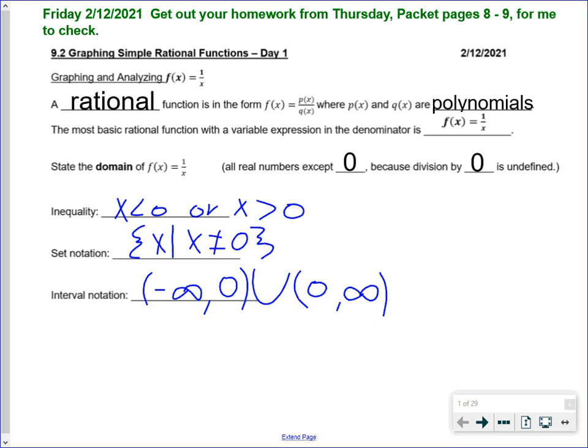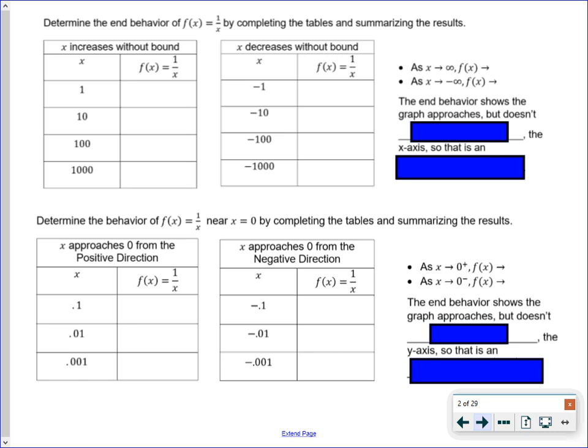So let's keep on going. Now we're going to see what happens to the function f of x as x goes to infinity. Without bound means as x goes to infinity and as x goes to negative infinity. So if you plug in these x values, 1, 10, 100, and 1000, you get 1, 0.1, sorry about that, let me write a little nicer, 0.01 and 0.001. So you plug those x values into the function, that's what you get.